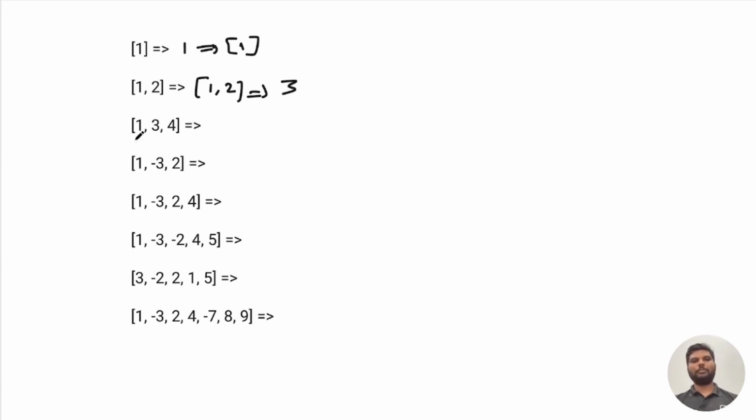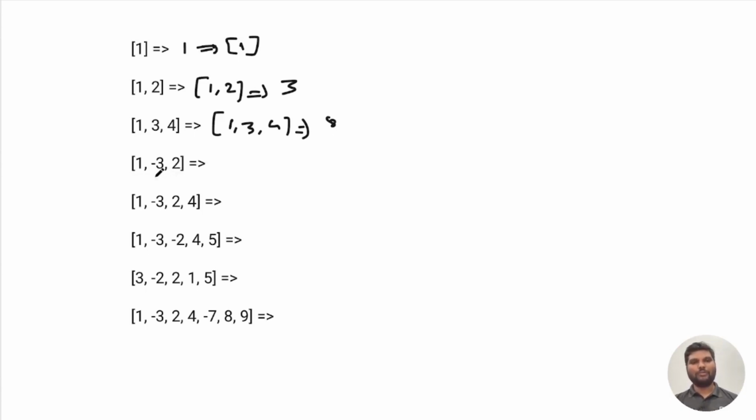What will happen if we are given an array 1 comma 3 comma 4? Certainly the maximum sum subarray will be that same array, because all the numbers are positive, and it will only increase our sum. So the sum now becomes 1 plus 3 is 4, and 4 plus 4 is 8. Now consider this example: 1, minus 3, 2.